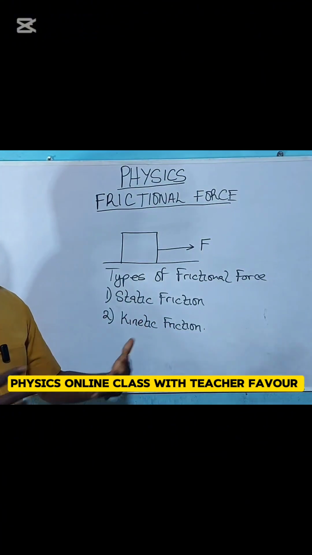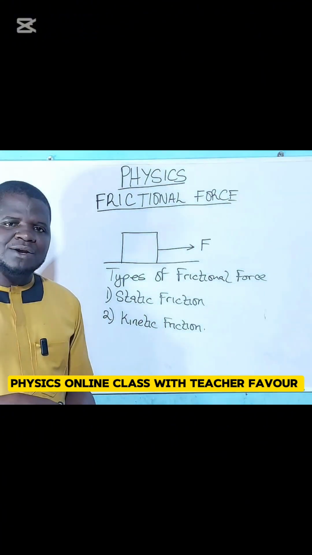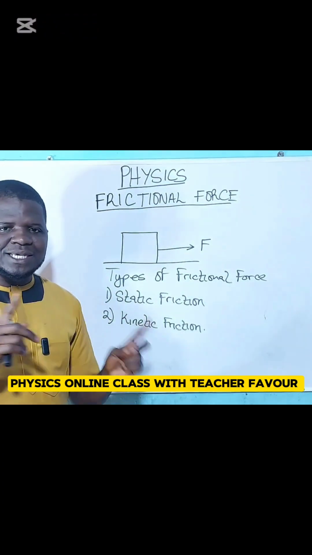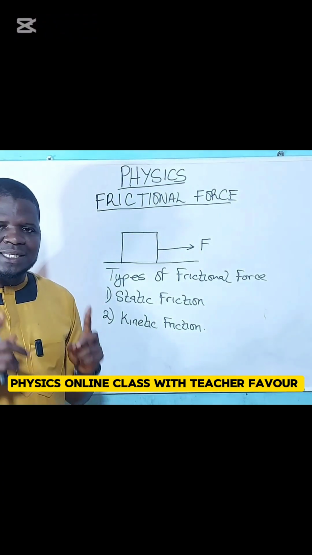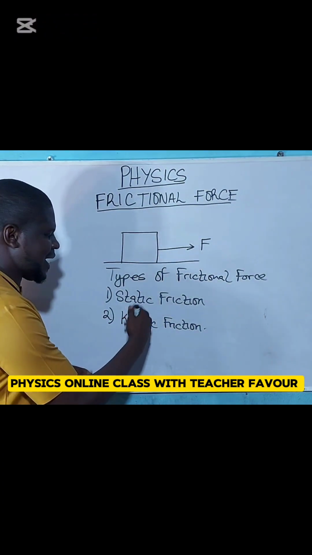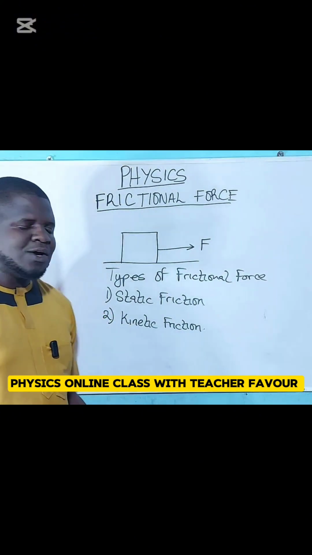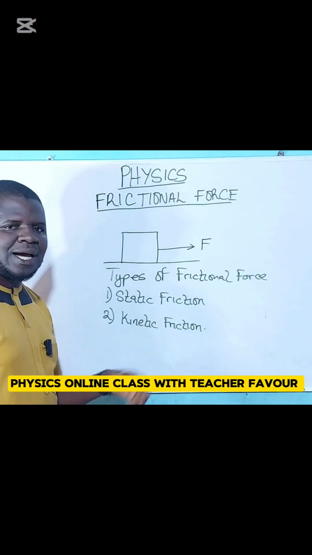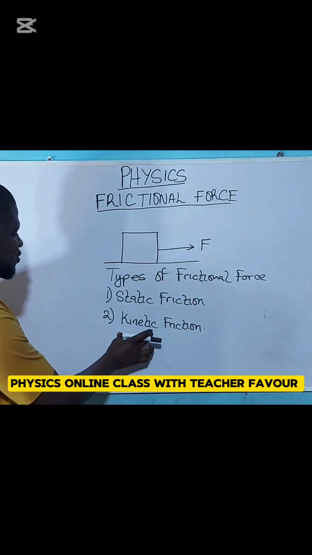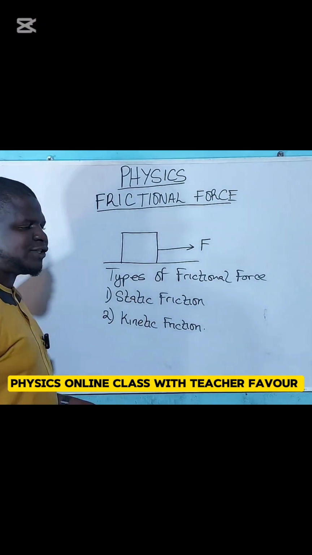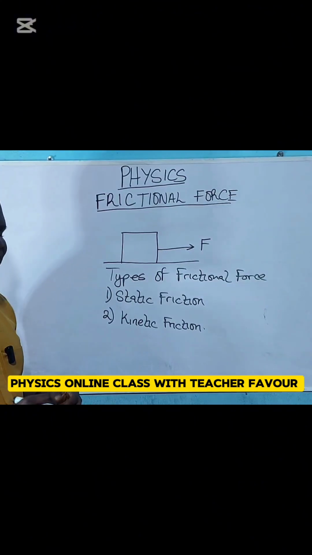So every object at rest, resting on another body, there is a force that exists between these two objects, and that is what we call frictional force. So before an object can begin to move over another, we must overcome frictional force. And another name for static friction is limiting friction.